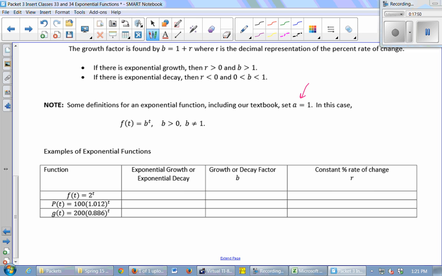All right, here are some examples of exponential functions. I have f of t equals 2 to the t. Is that growth or decay? As t gets bigger, will f of t get bigger or smaller? Bigger. That's going to be 2 squared, 2 cubed, 2 to the 8th, 2 to whatever. So it's going to get bigger. So this is growth. What is my growth or decay factor? What do you multiply by for each unit of time? 2.